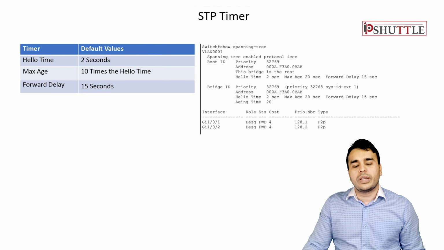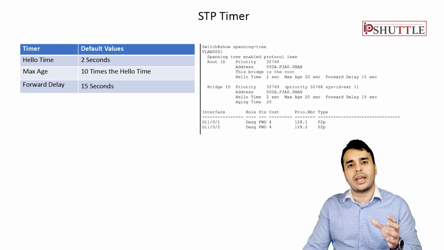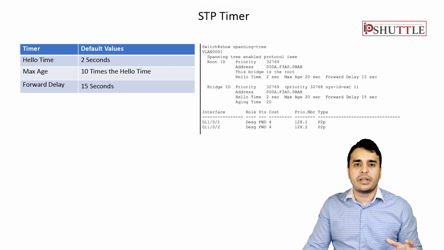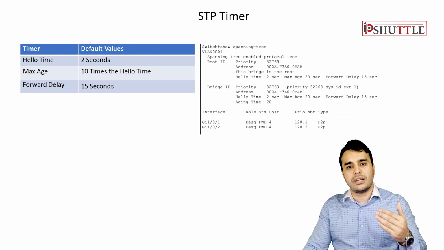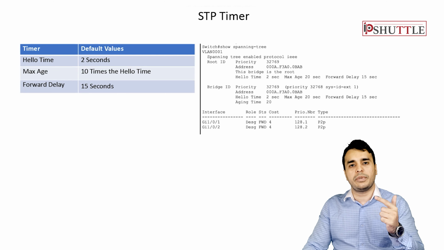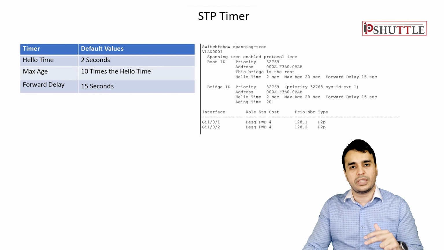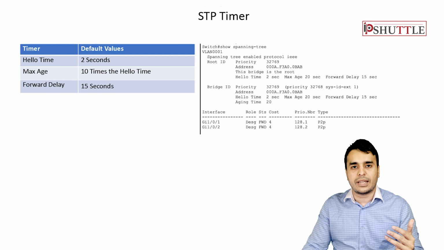Now we can quickly look into the STP timers. If you notice in the screenshot, we have the default timers for STP. There is a difference between STP timers and RSTP timers. In STP, the hello is 2 seconds and max age is going to be 10 times the hello. So for example, if hello is 2, max age is going to be 20. If it is 3, it's going to be 30. The forward delay is going to be 15 seconds.